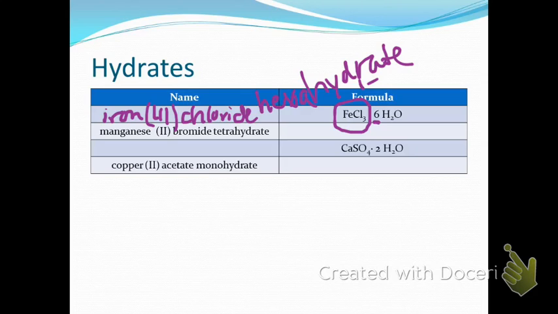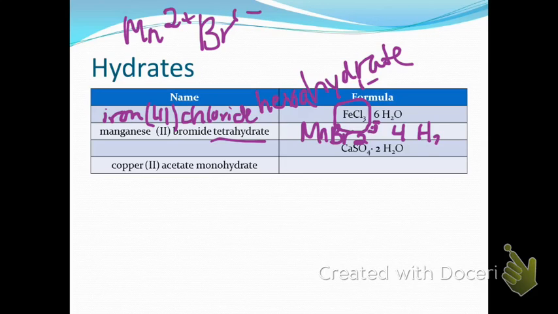For the second one, manganese has a charge of 2. They're telling you. Manganese has a charge of 2. I'll work up here. Bromide is Br with a charge of 1 minus. So swap and drop the beginning. Treat the beginning different from the ending. MnBr2. Tetrahydrate. Put a dot right in the middle of the compound. And then tetra means 4. So we have 4 H2Os.